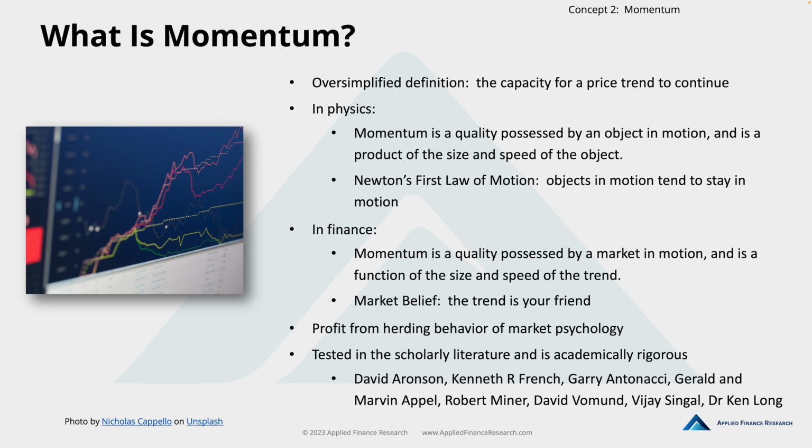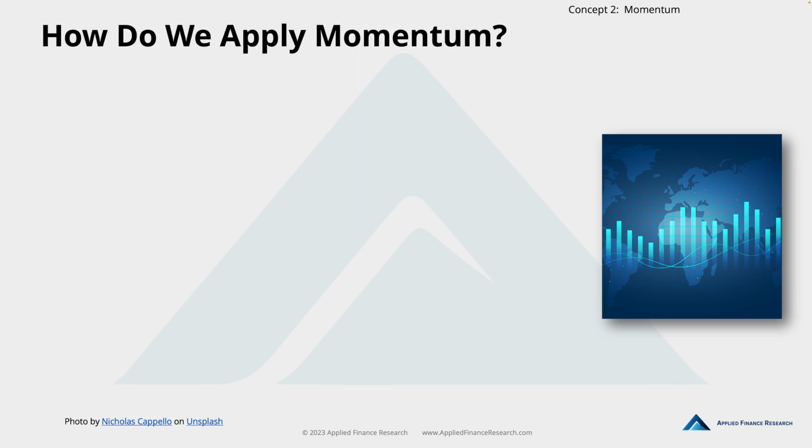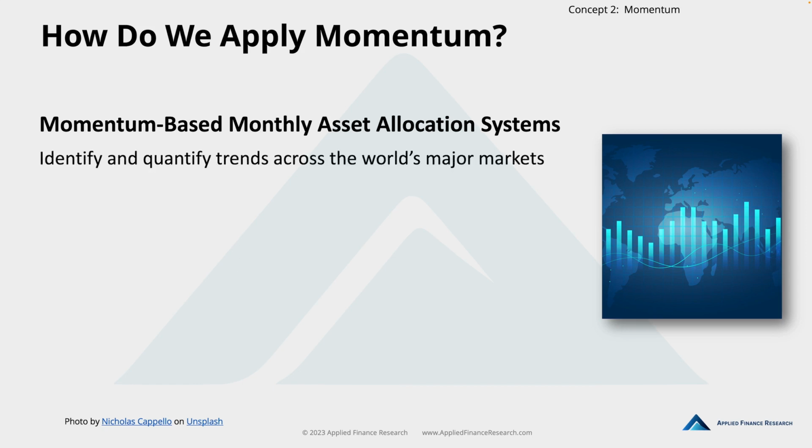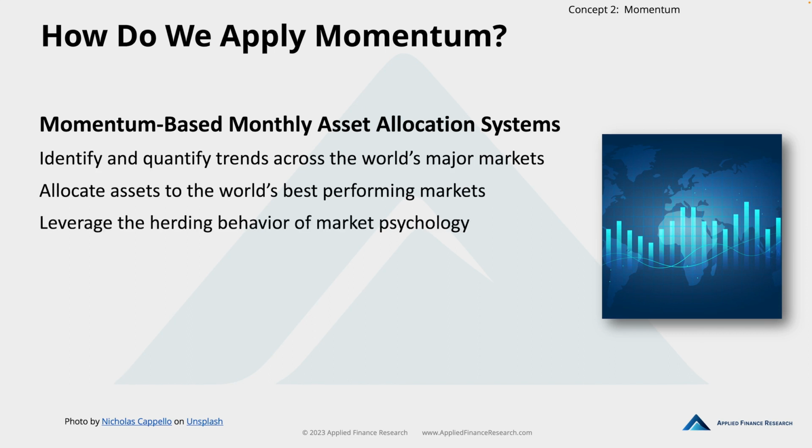So how do we apply momentum? Our momentum-based monthly asset allocation systems are powered by the concept of momentum. And in these systems, momentum helps us in a number of ways. First of all, we use momentum to identify and quantify trends across the world's major markets. Momentum also gives us the ability to allocate portfolio assets to the world's best performing markets, and that leverages the herding behavior of market psychology, and it allows us to profit from trend continuation.